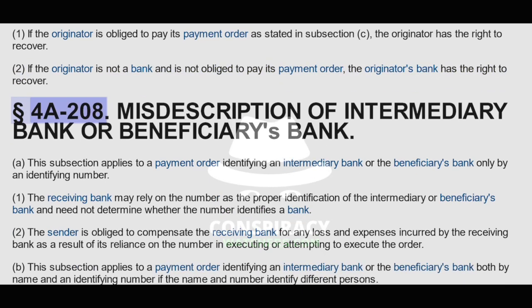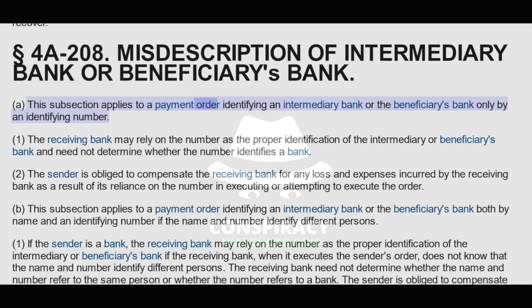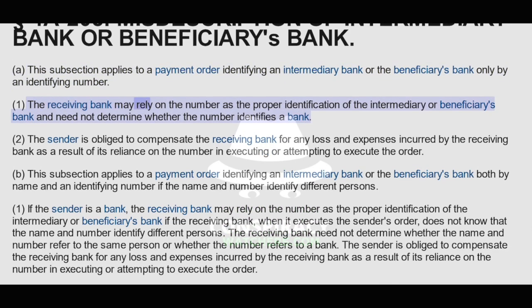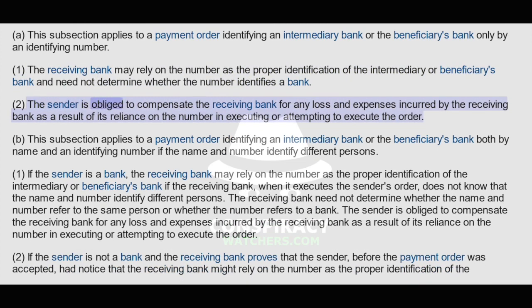Section 4A208. Misdescription of intermediary bank or beneficiary's bank. This subsection applies to a payment order identifying an intermediary bank or the beneficiary's bank only by an identifying number. The receiving bank may rely on the number as the proper identification of the intermediary or beneficiary's bank and need not determine whether the number identifies a bank. The sender is obliged to compensate the receiving bank for any loss and expenses incurred by the receiving bank as a result of its reliance on the number in executing or attempting to execute the order.